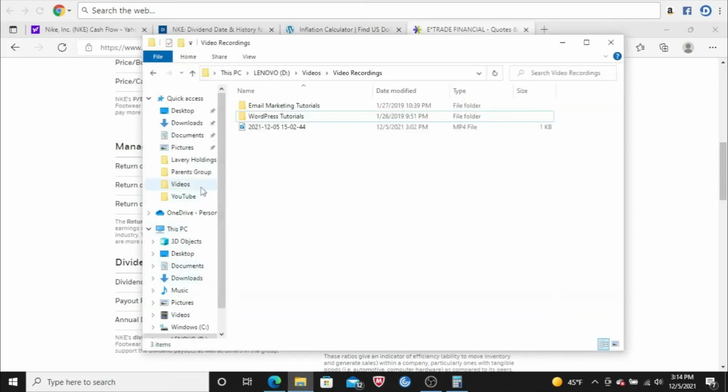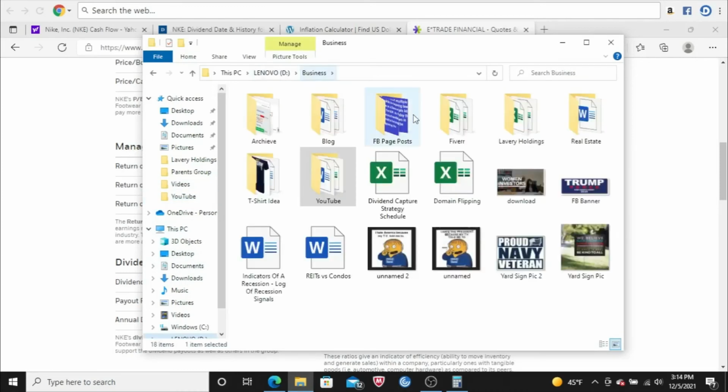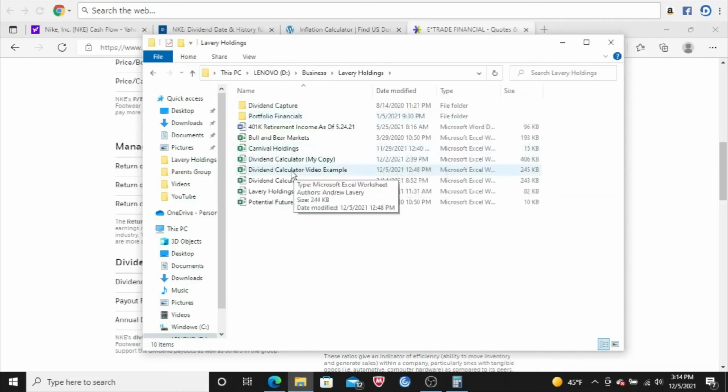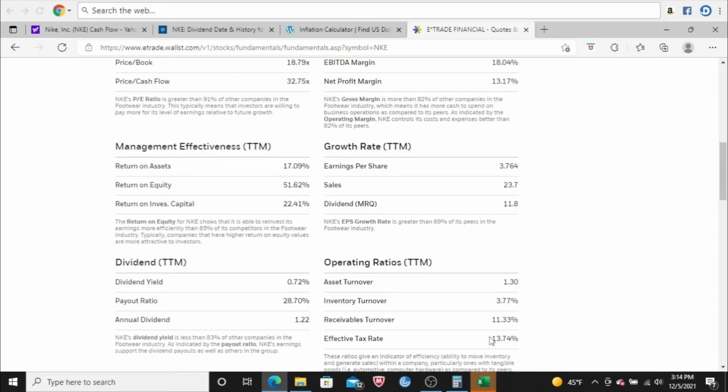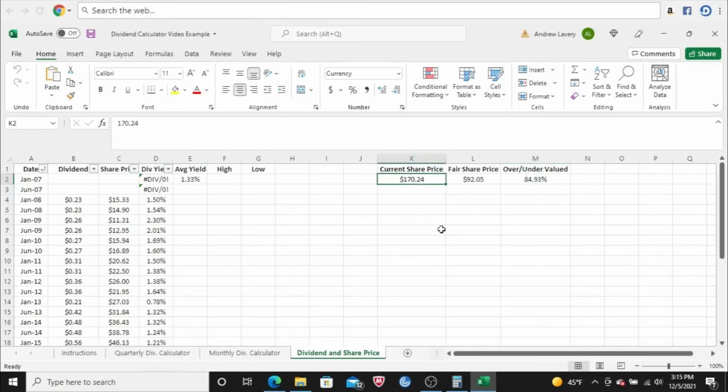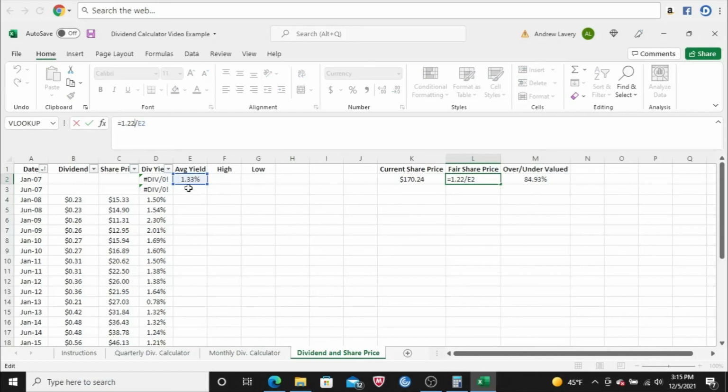And one thing I forgot to do was to bring up the fair price that I came up with. So let's open up the dividend calculator. All right, so right here, the current share price as of today, which is December 5th, is $170.24. I came up with a fair share price of $92.05, and the way I do that is I figure out what the current annual dividend is, which happens to be $1.22, and then I divide that by the average dividend yield, which I came up with of 1.33%. So the current annual dividend divided by the average dividend yield of 1.33%, and I come up with a fair share price of $92.05, which holds the company about 84, almost 85% overvalued. So that is huge, definitely huge.